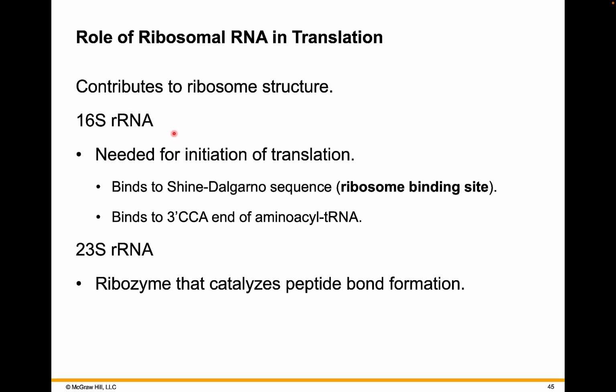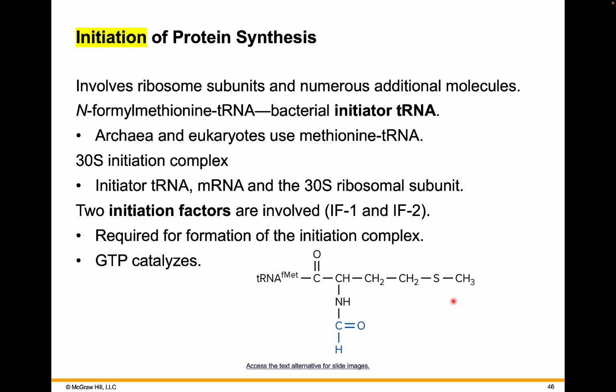The 16S ribosomal RNA is needed for the initiation of translation, and it binds to the Shine-Dalgarno sequence, which is the ribosome binding site that we talked about before. And this also binds to the 3' CCA end of the amino acid tRNA. And the 23S ribosomal RNA is a ribozyme, or catalytic RNA, that catalyzes the peptide bond formation, which is one of the most important processes.